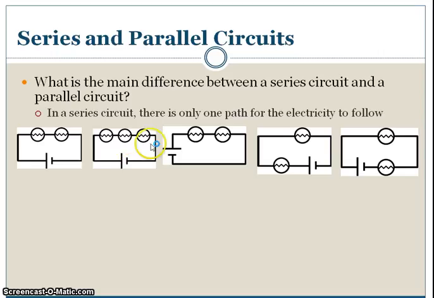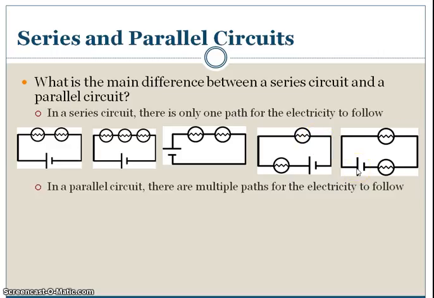This one, you have three light bulbs in series with each other, and they're all on the same path with the battery. And it doesn't matter where you put that battery, whether it's on the sides or on the main part here, there's only one path so the electric current has to follow that path.